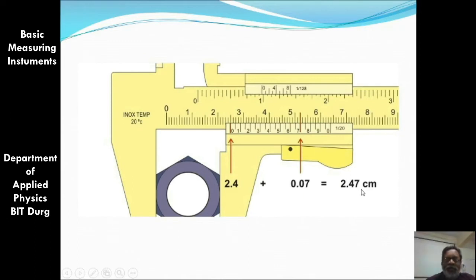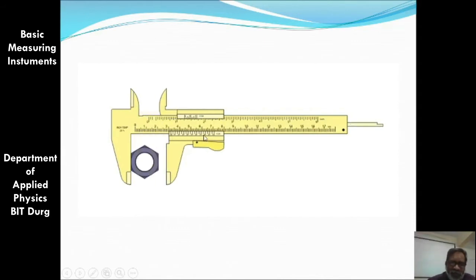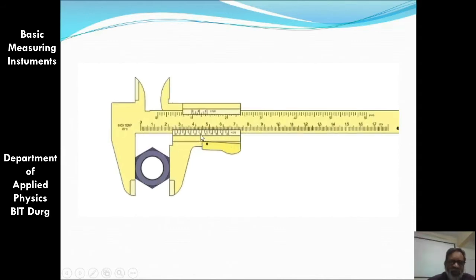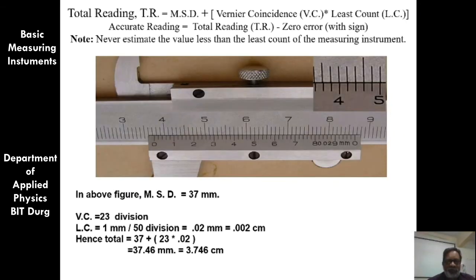centimeter. So in this way, first we have to take the main scale reading, then we have to find the vernier scale reading. The number of vernier scale divisions must be multiplied by least count to get the vernier scale reading. Then the vernier scale reading is added with the main scale reading to find the final reading of the dimension of the object kept between the jaws of the vernier calipers. Let us see the next example here.